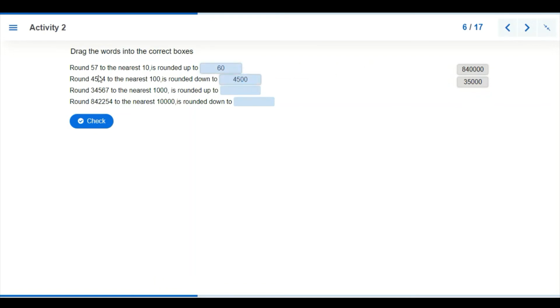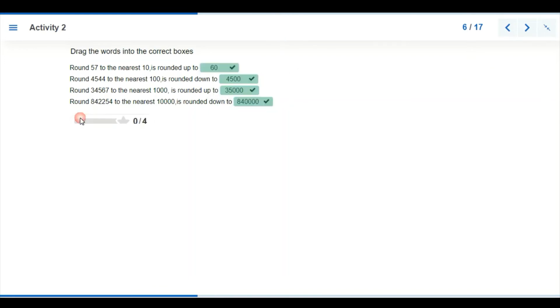4,500, because this is 0, this is also 0. 34,567, if you round it to the nearest 1,000, it should give us 35,000, because by the time you round up and you get to 5, 5 becomes 1 and adding up to 4 will give another 5. And by the time you round this one to the nearest 10,000, it should give us 4 becomes 0. This is 5, 1. By the time you put 5 here, it is to still make this 0. So we have this to be our answer.